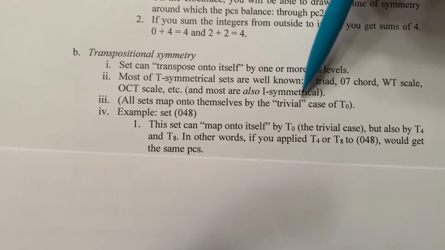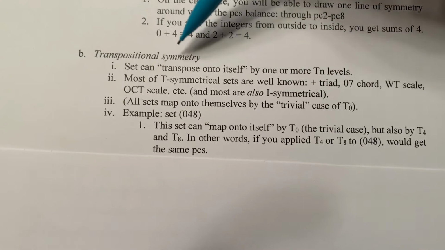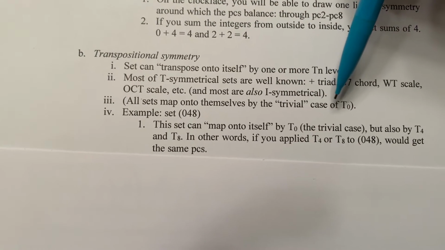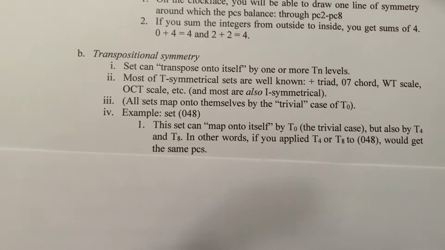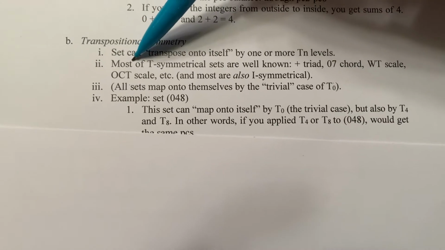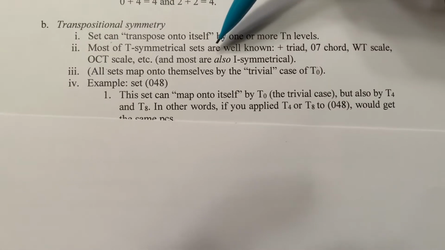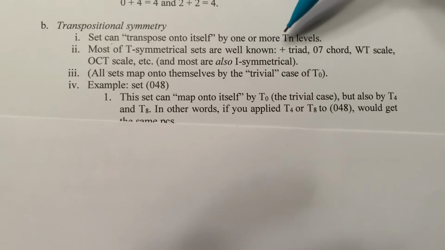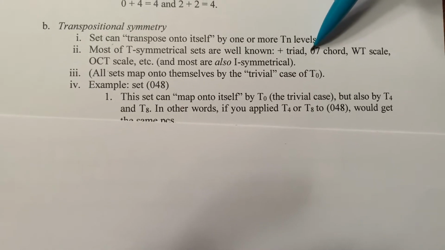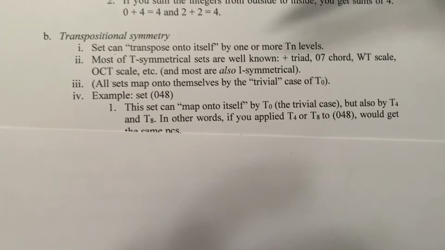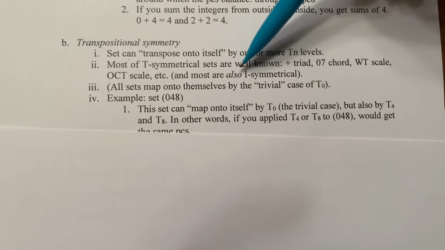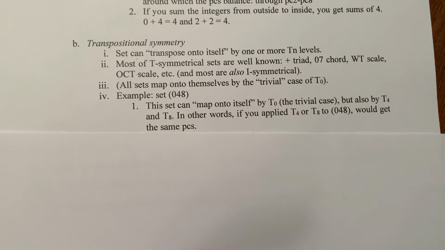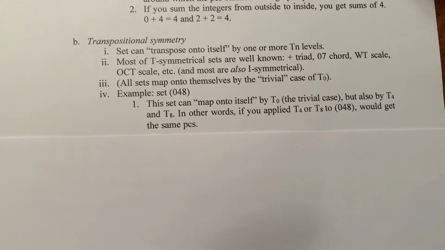That's a trivial case. It's going to be included later on in our degree of symmetry, but just know that that does not by itself mean it's a symmetrical set, but we do include that later on in the degree of symmetry. Now, anyhow, most of the T-symmetrical sets are really well known to you. They're the ones that Bartók loved to use, like the augmented triad, the diminished seventh chord, the whole tone scale, the octatonic scale, and so on. And these sets will also always be inversionally symmetrical. So T-symmetry is a special thing that certain sets have where they can transpose onto itself.